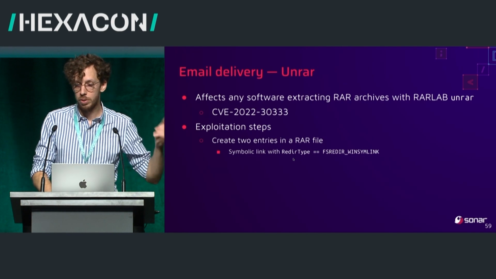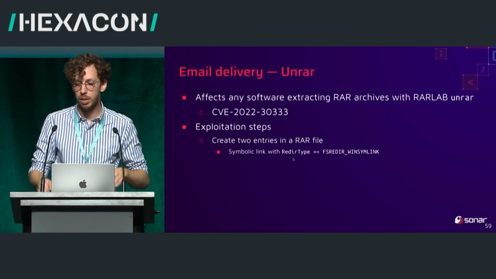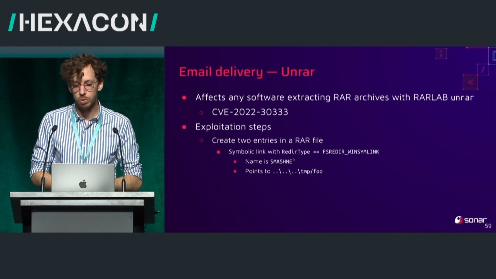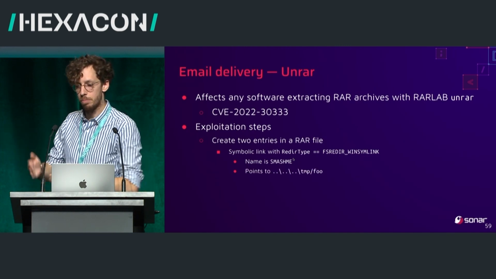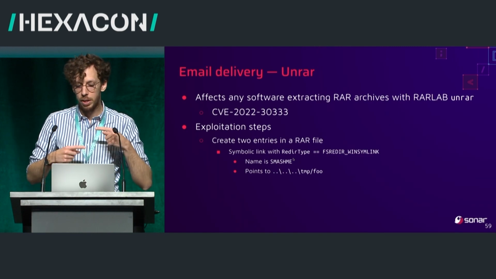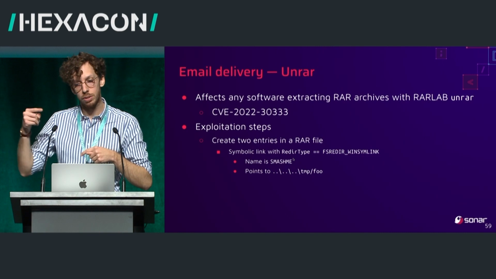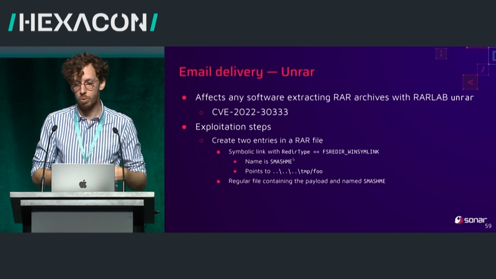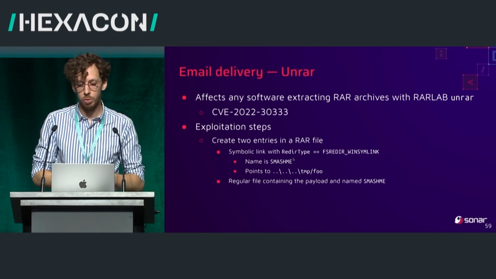So there would be first a symbolic link with the Windows symlink redirection type. The name is, let's call it smash me. It points to .. to escape the validation step. And this is going to be transformed to .. during the transformation step. And then we create another regular file called smash me, which will contain the payload.